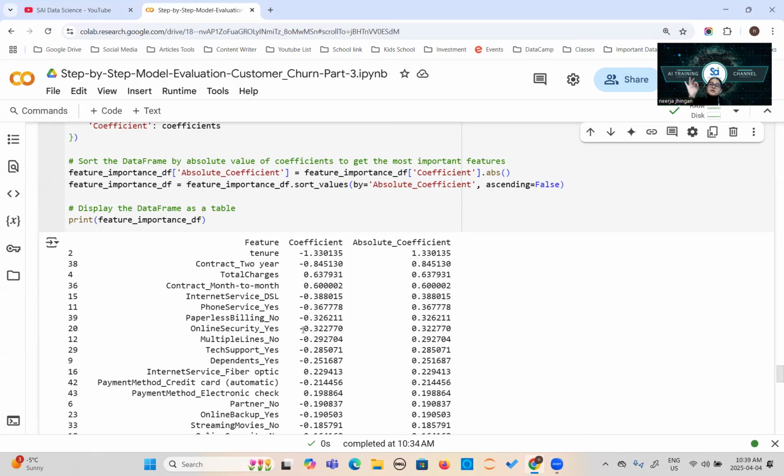These are the weights assigned by your model at the back end, and it is also telling you that your tenure is helping by 1.33 above this percentage. This is helping your model to predict your data correctly, and 84% for contract two year. Then total charges, this is going down. So this is all sorted. That's why this number is not in sequence, because we have sorted based on the coefficient value, in descending form.